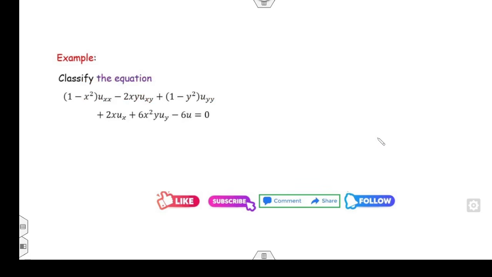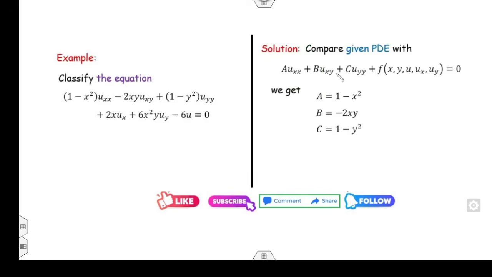चलिए, look at the next one. Classify the given PD. So if you compare them, A will be 1 minus x square, B will be minus 2xy, C will be 1 minus y square. Clear? Then can you compute b square minus 4ac? Substitute the values. B square is 4x square y square minus 4 into (1 minus x square) (1 minus y square). If you open the bracket, 4x square y square will be cancelled out. So that will give you 4x square plus 4y square minus 4. Clear?